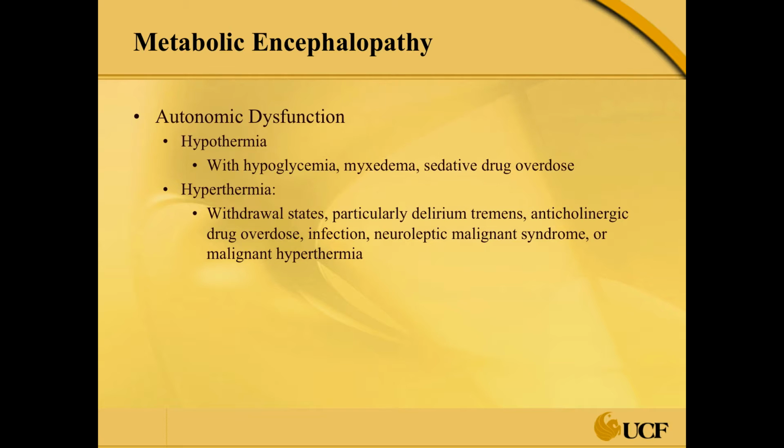Anticholinergic drug overdoses will cause this. So, a patient overdoses on, for example, Benadryl, or they overdose on, like I said before, tricyclics. Infection, neuroleptic malignant syndrome, which we've talked about in prior courses, and malignant hyperthermia are all things that can cause hyperthermia in the metabolic encephalopathic patient. And we know that malignant hyperthermia, hopefully you remember from critical care pharmacology, is managed with what drug? Hopefully you remember dantrolene, right? That's the drug we use to manage malignant hyperthermia.